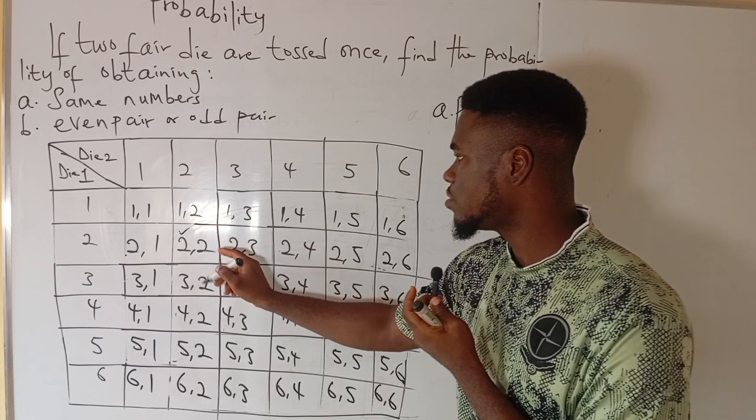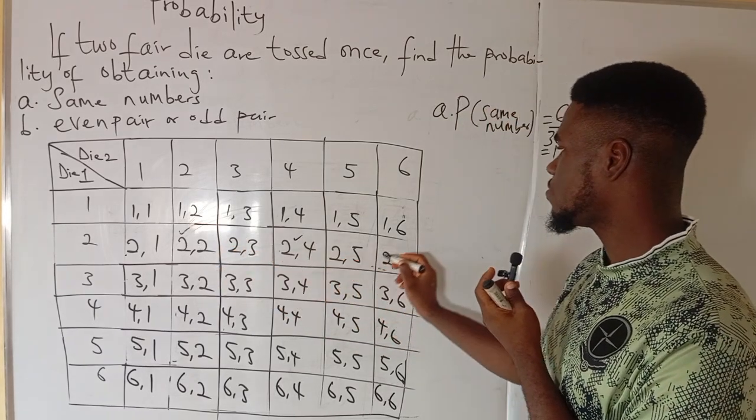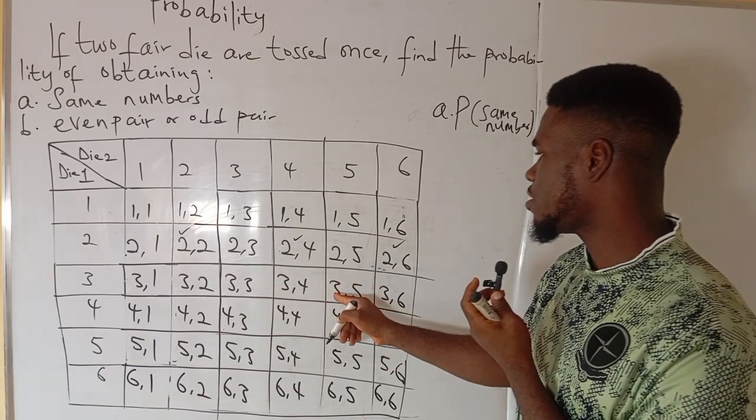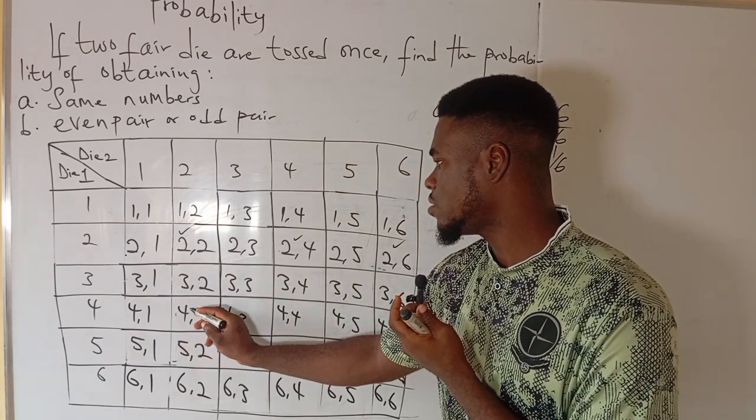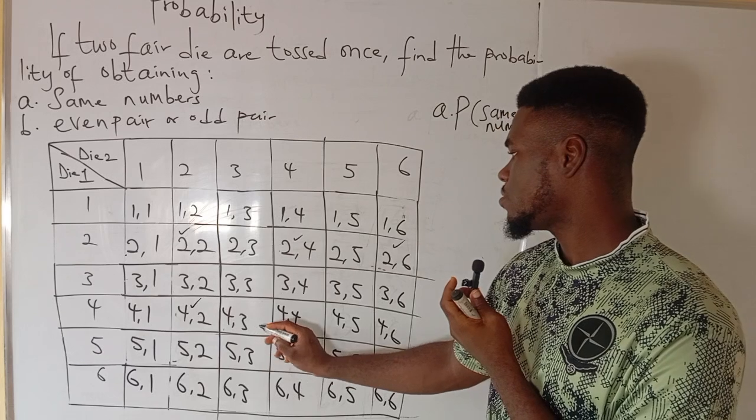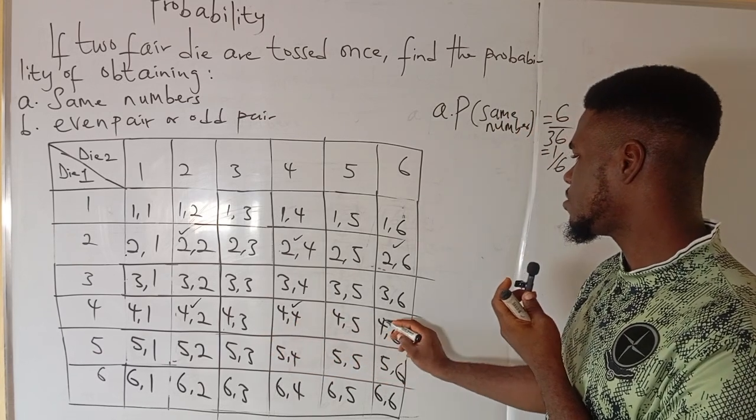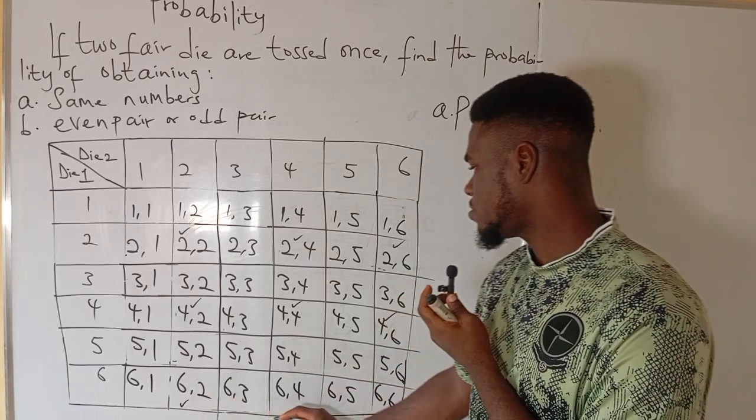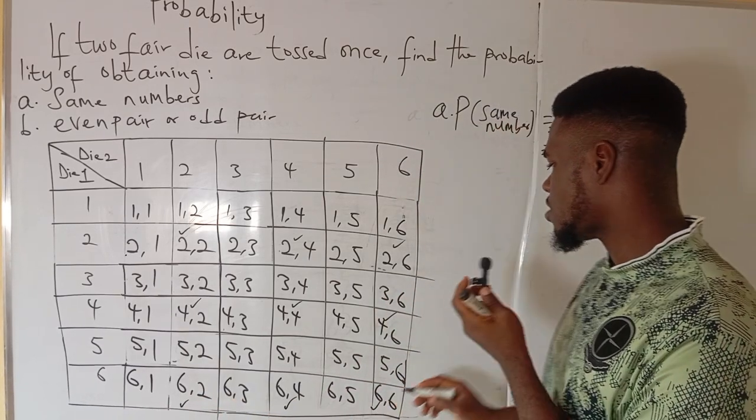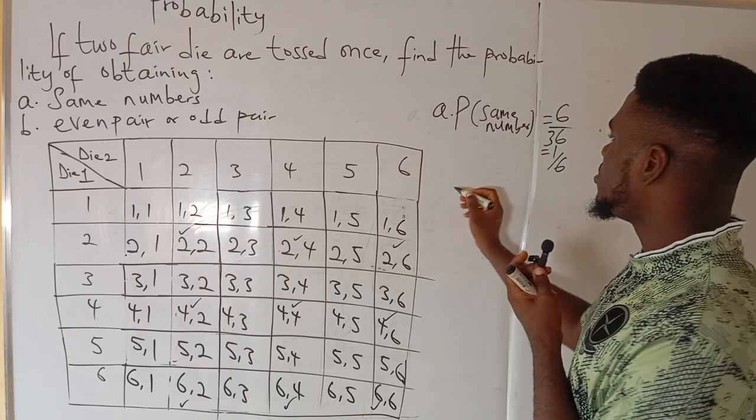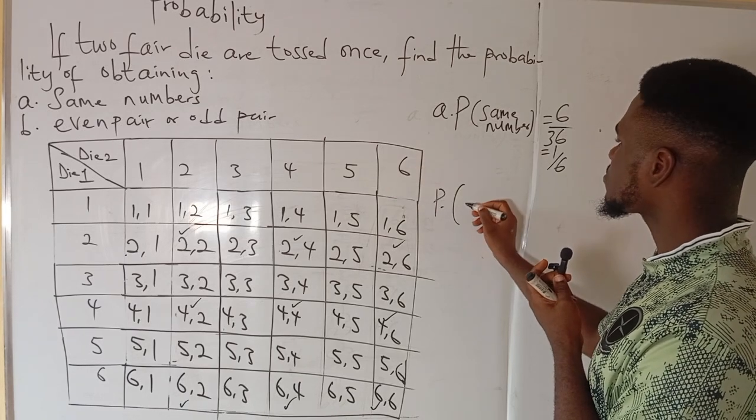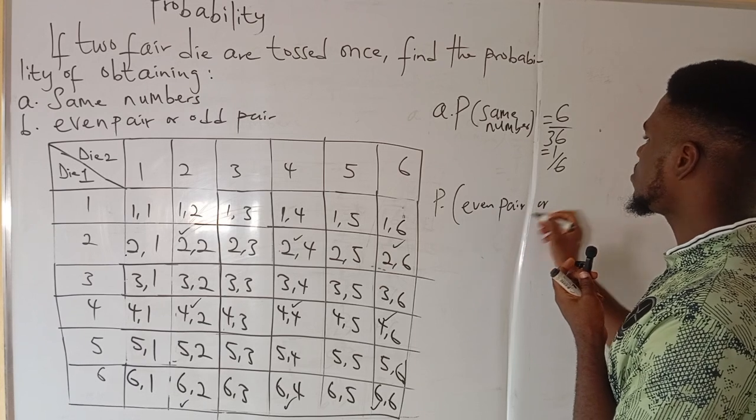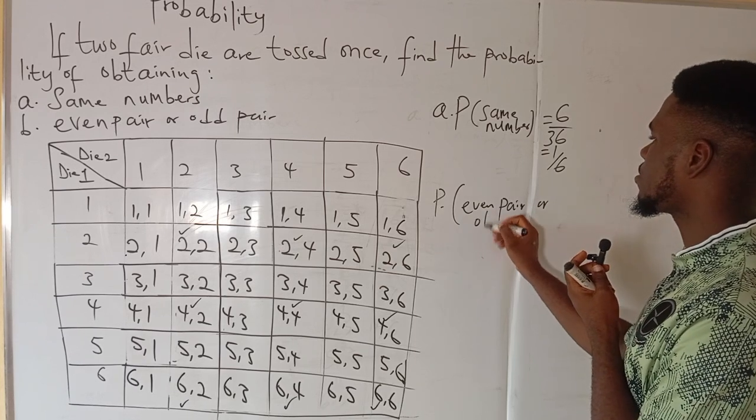This is 1, 2, 3. Since there's an odd number here, you leave it and come down here. 4, 5, 6. There's an odd number here, so you leave it, come down here. 7, 8, 9. So for B, probability of even pair or odd pair.